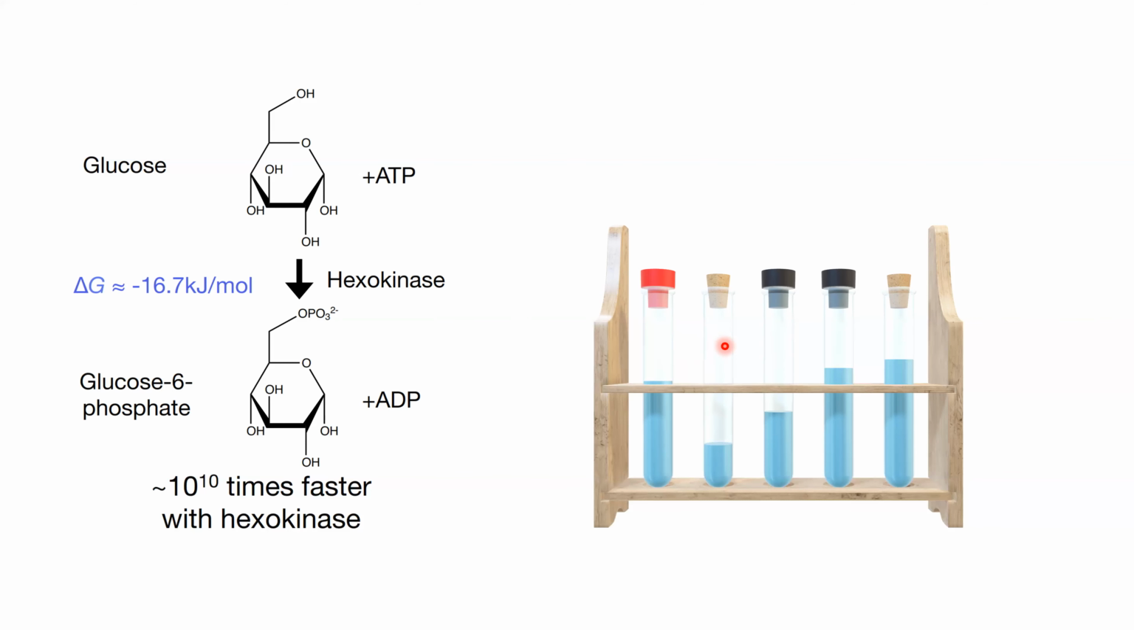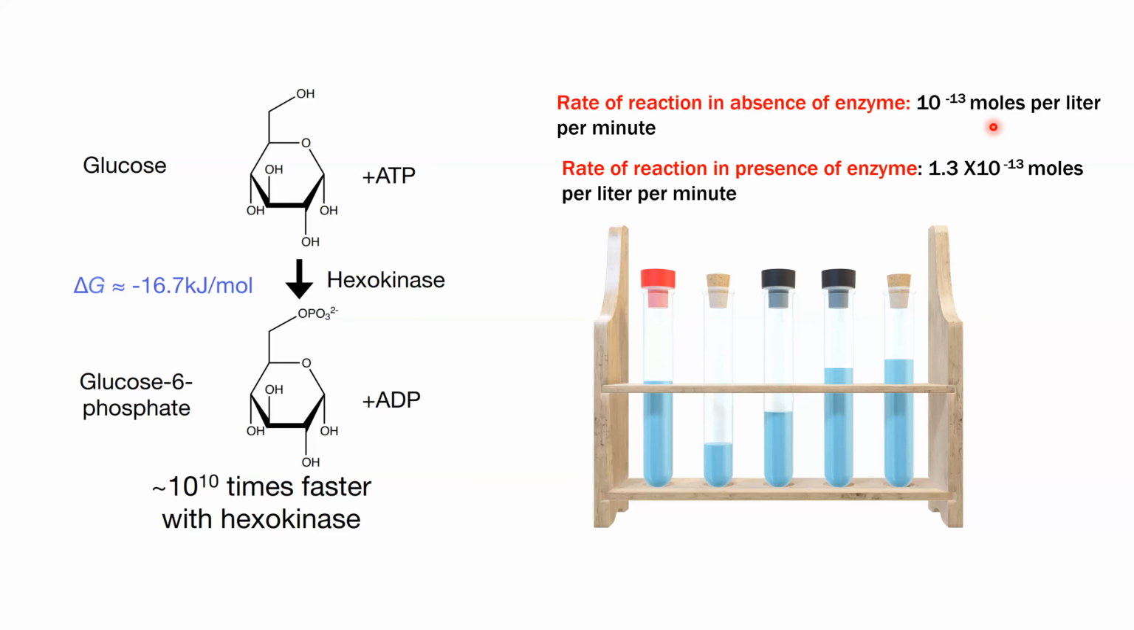So when that was studied, the rate of the reaction in the absence of enzyme was 10 raised to power minus 13 moles per liter per minute. And when that was compared with the reaction in the presence of the enzyme, the rate of the reaction was elevated to 1.3 times 10 to the power minus 3 moles per liter per minute. So what does it mean? It means that it is 10 to 10 times faster with hexokinase.